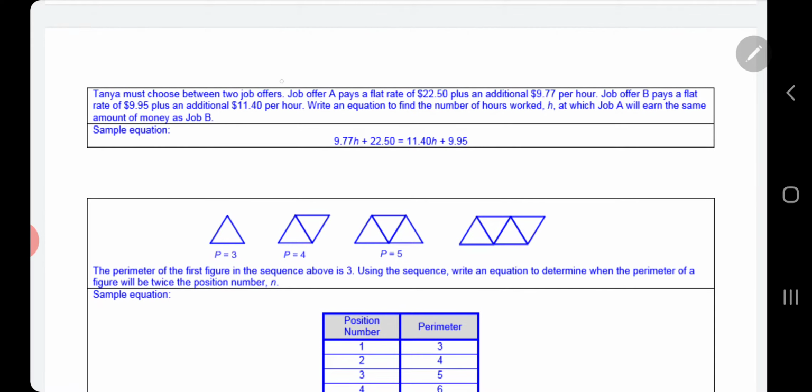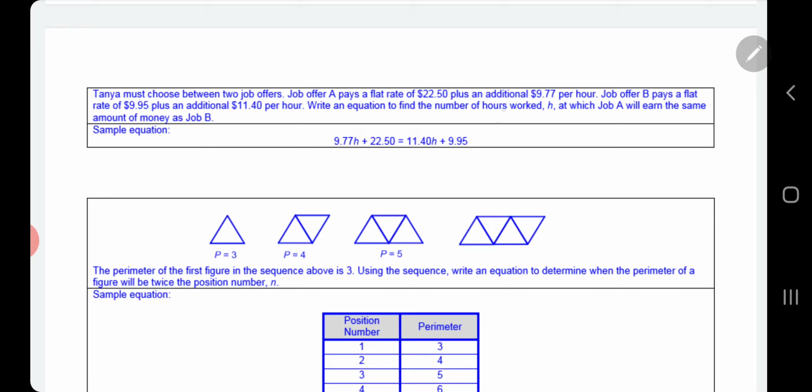It says, Tanya must choose between two job offers. Job offer A pays a flat rate of $22.50 plus an additional $9.77 per hour. I'm going to tell you guys now that per or each usually indicate a variable. Not always, but usually. Job offer B pays a flat rate of $9.95 plus an additional $11.40 per hour.